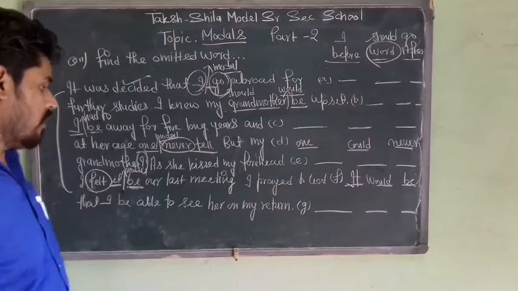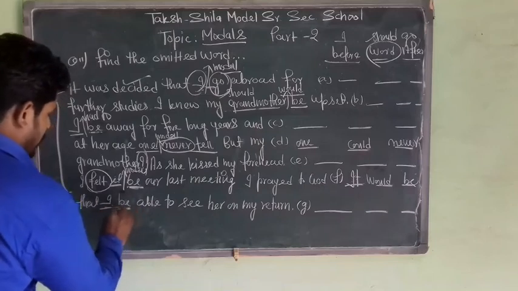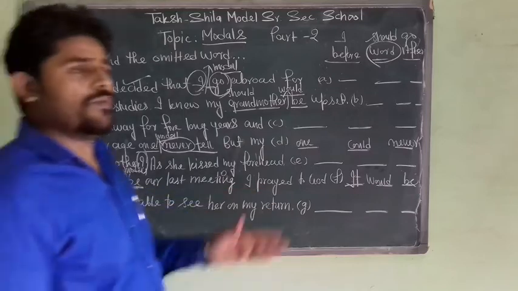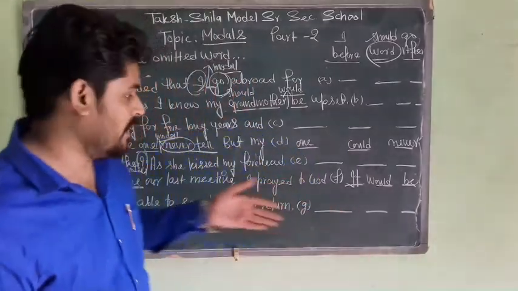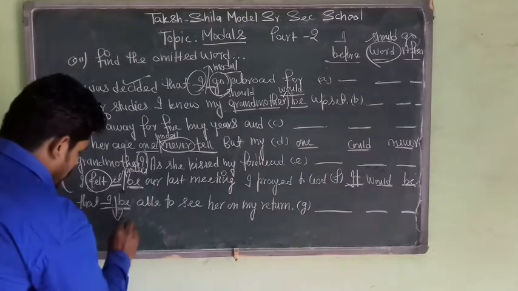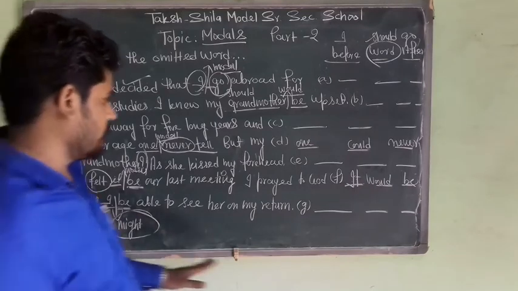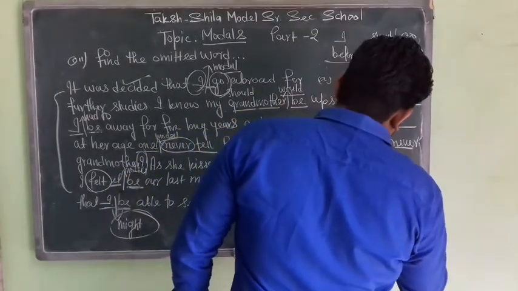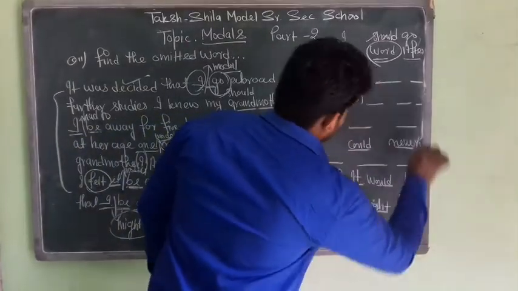Last meeting, I prayed to God that I be able to see her on my return. Again, I is the subject, be is the verb, and there is the omission of a modal auxiliary verb. So I prayed to God. So when we express wish or pray, we use what? May for present tense, and might for past tense. So here, that I might be able to see her on my return. So since it is prayer expressed in the past tense, we will use what? Might. So I will be the before word, and might will be the middle word, and be will be the after word.